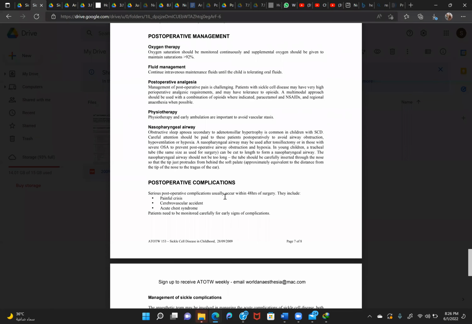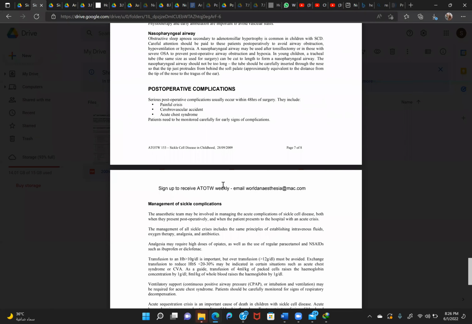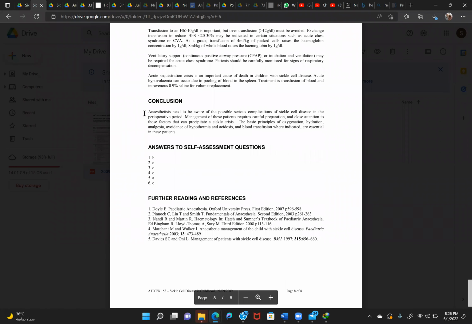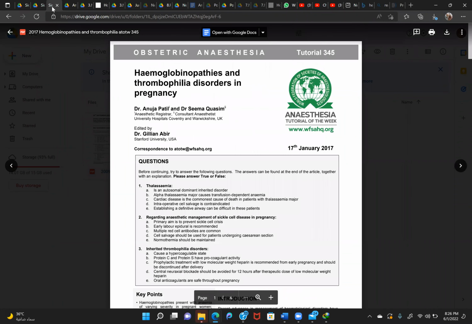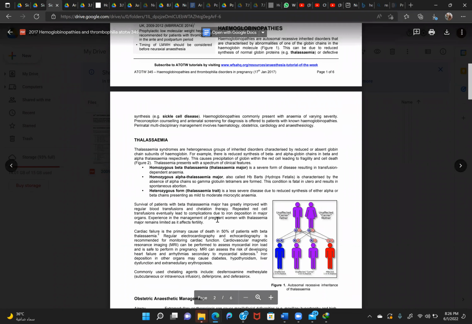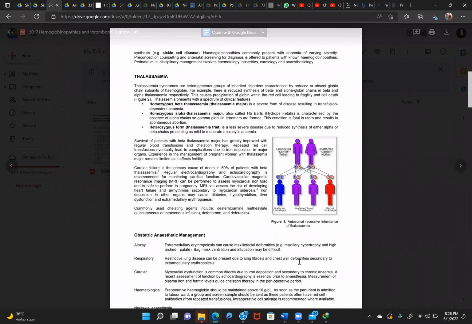Post-operatively, this patient may be observed in HDU if there is any risk of complications. Okay, so we will just finish here, and tomorrow we will continue with something else. Maybe tomorrow I will discuss thalassemia and porphyria.